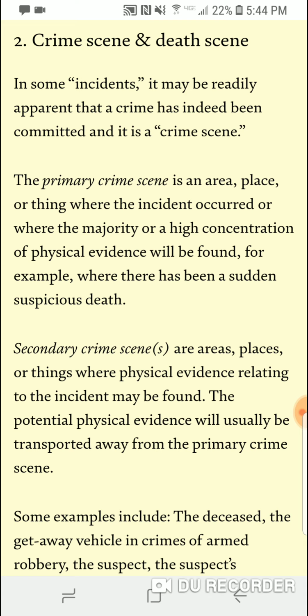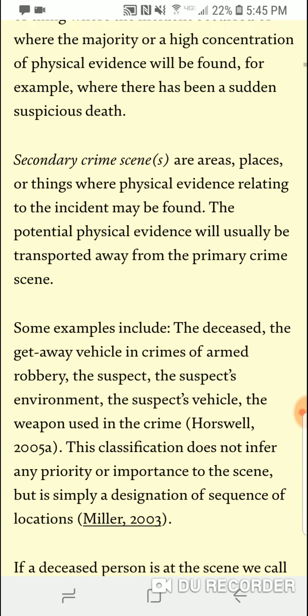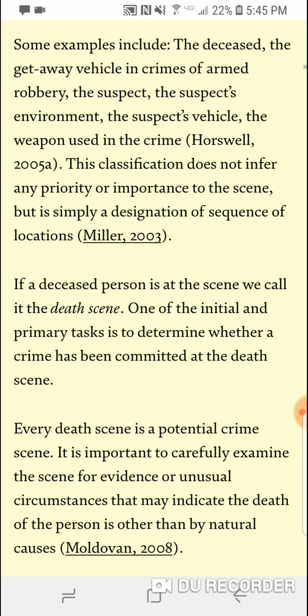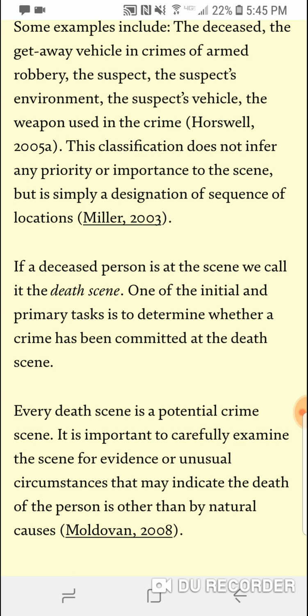Secondary crime scenes are areas, places, or things where physical evidence relating to the incident may be found. The potential physical evidence will usually be transported away from the primary crime scene. They use examples: the getaway vehicle in crimes of armed robbery, the suspect's environment, the suspect's vehicle, the weapon used in the crime.